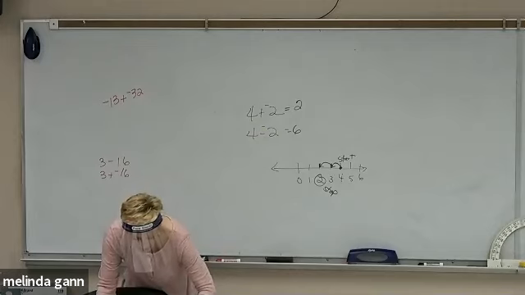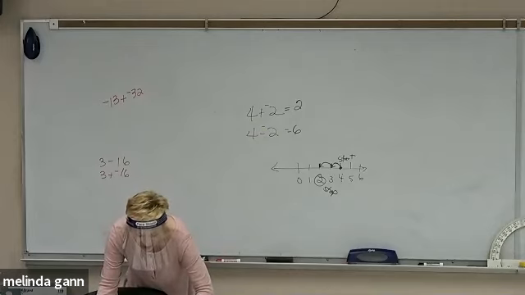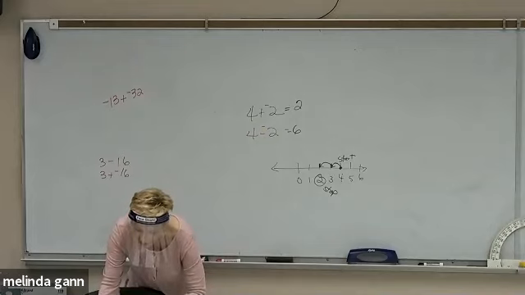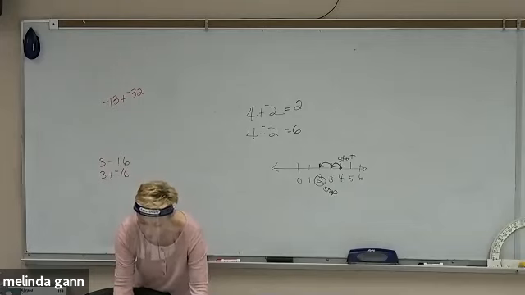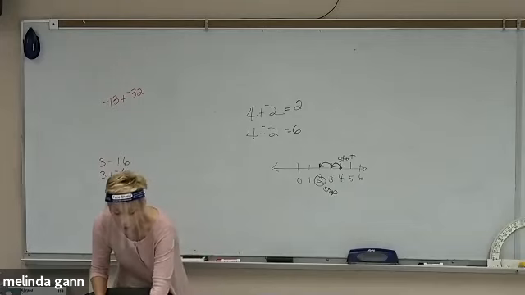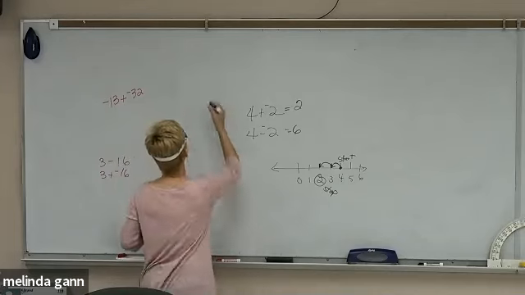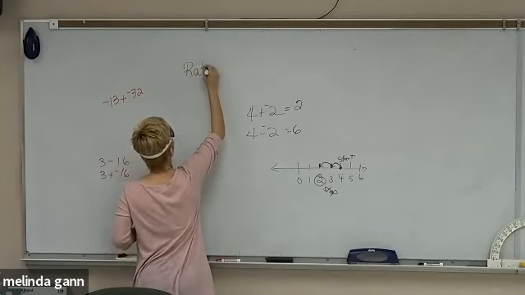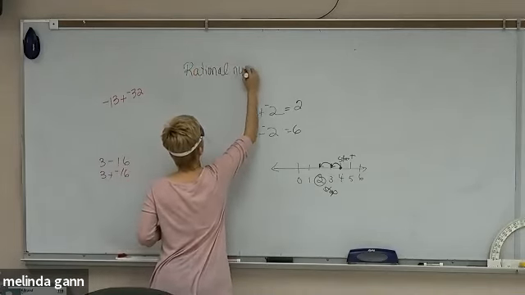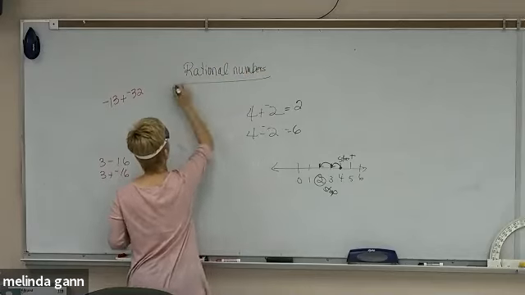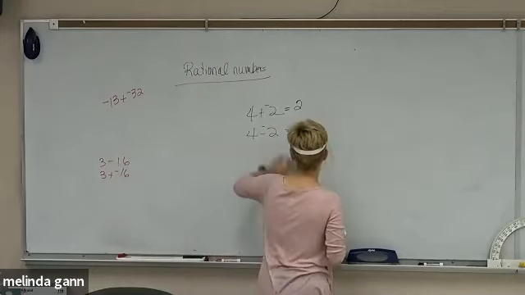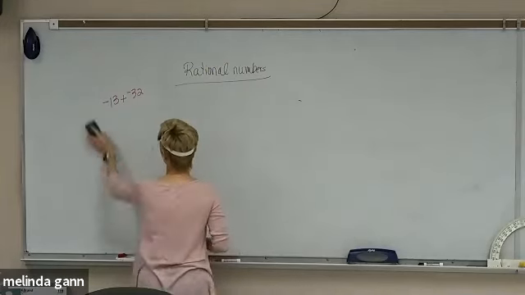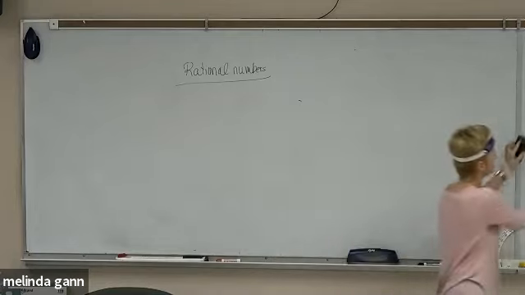Okay. Now, that kind of helps us finish up that chapter 5 on integers. Like I said, part of your homework will be to have a worksheet. Now, what we're going to start now are something called rational numbers. All right, rational numbers. So we're starting chapter 6 on rational numbers.